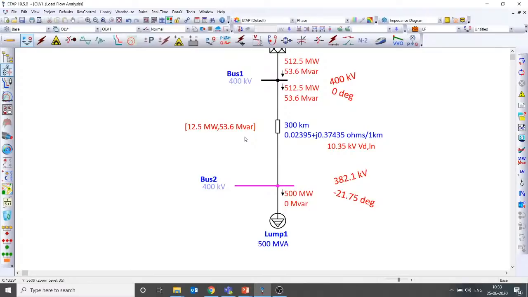How to select a slack bus? It is quite easy. If you are an industry getting a power supply from a grid, then you can take that substation as a slack bus and model it. But if you are modeling your entire country, then selecting the slack bus is a bit tricky. For that you have to go with the distributed slack bus model.